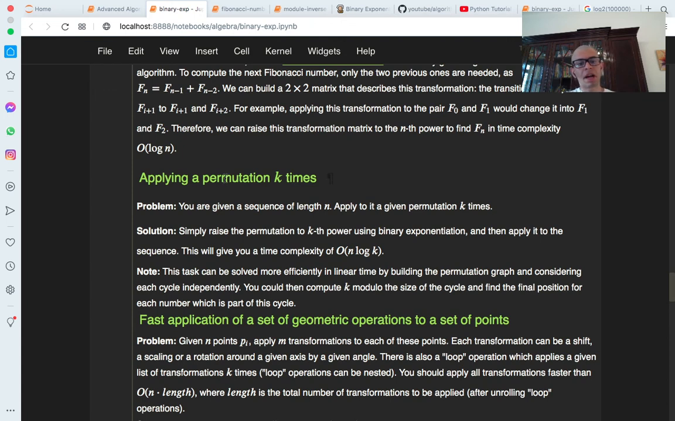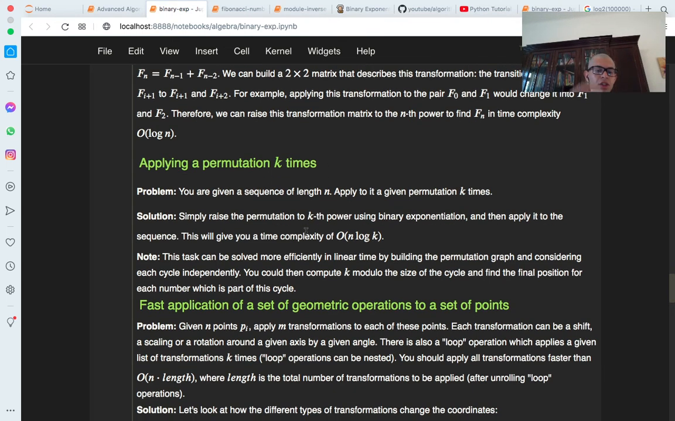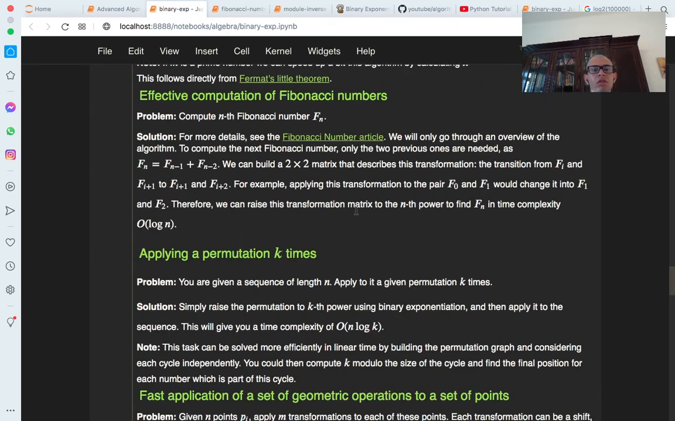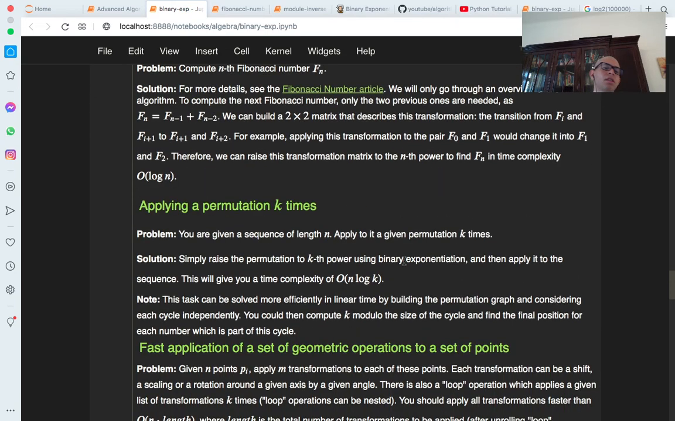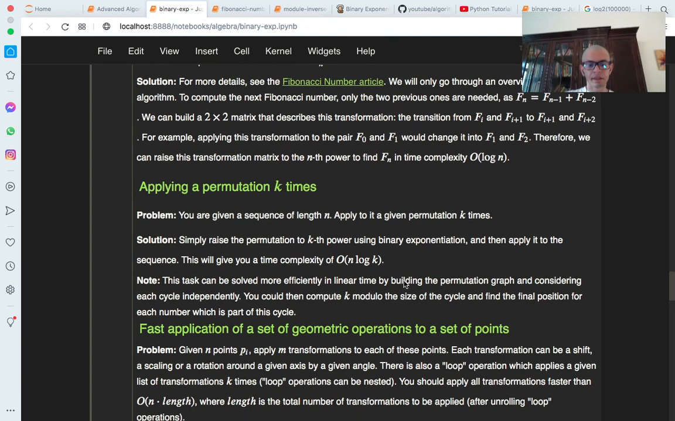We can also apply it to permutations: applying a permutation k times can be really expensive, and we can solve it by raising the permutation to the kth power using binary exponentiation, and then apply it to the sequence. It can be interesting to use this kind of algorithm. So we're understanding some algorithms that we can apply in some cases.